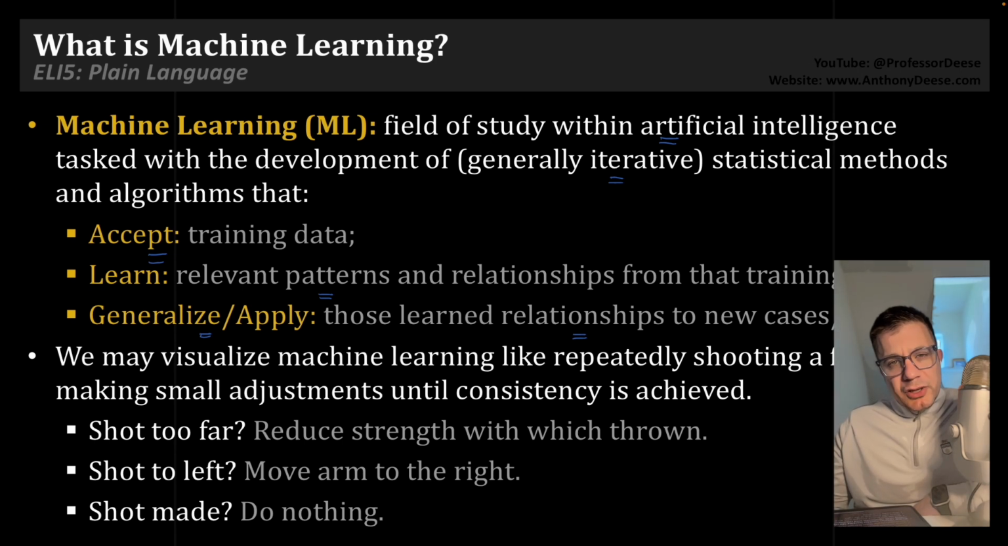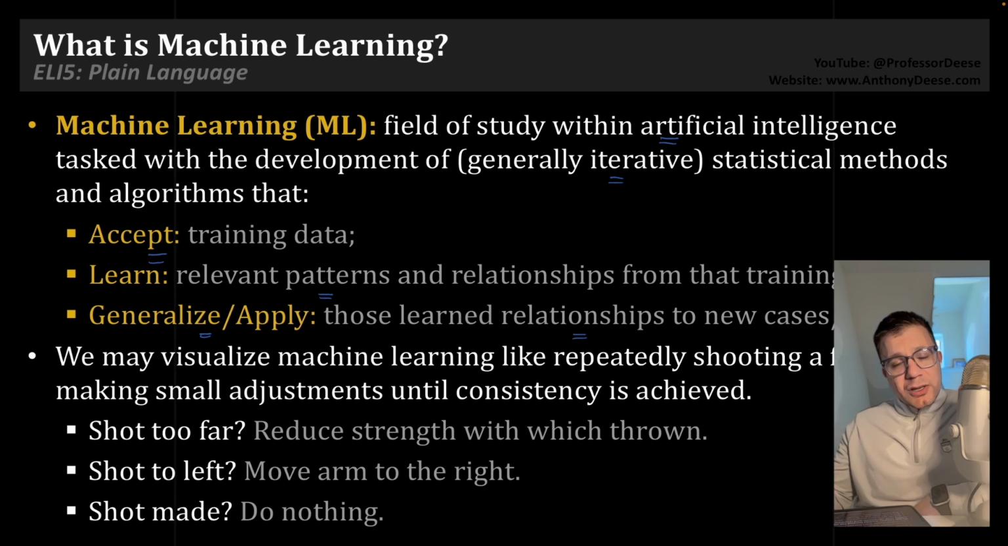We may visualize machine learning like repeatedly shooting a free throw, something I think we've all done at least once in our life, right? We make small adjustments to the way that we shoot until consistency is achieved. We shoot the ball, it goes too far. What does that mean? We have to reduce the strength with which the ball was thrown, and that strength, we can equate that to a variable.